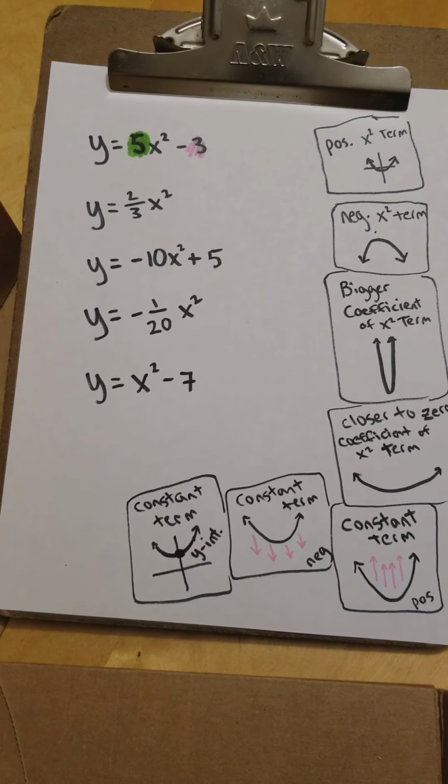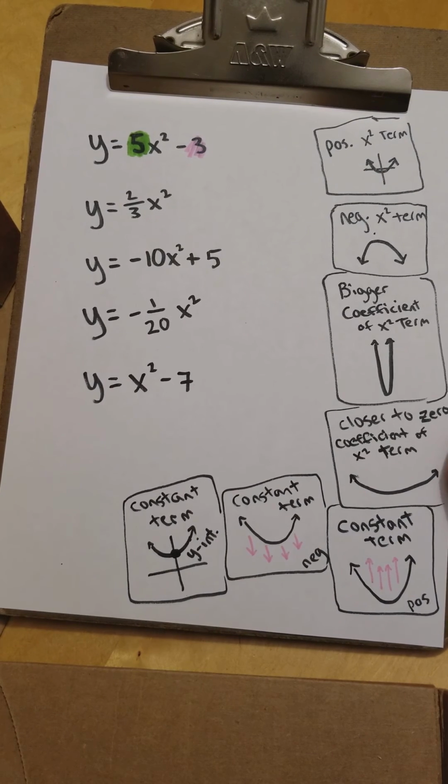So these are very helpful clues about your quadratic function, well, about the parabola that it graphs, based on what you can see from the terms, the constant terms, and the x squared terms by its coefficient.